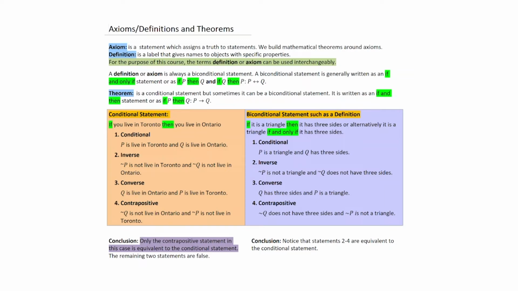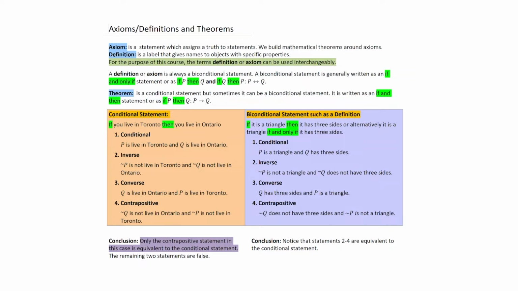So the 4 things that we would look at would be, for instance, the conditional statement, which is in fact the statement as provided to you at the outset. And so we would say P would represent living in Toronto and Q would represent living in Ontario. All right, let's see if there's a truth to the inverse. The inverse is where you negate what is after the if, and you negate what is after the then.